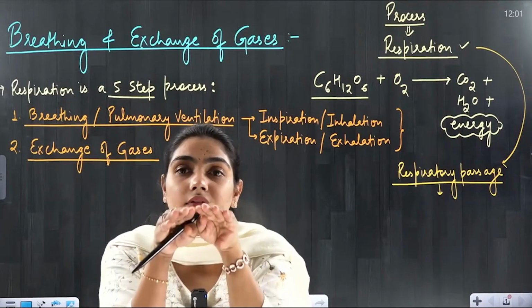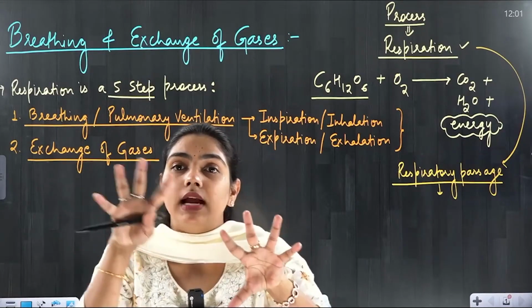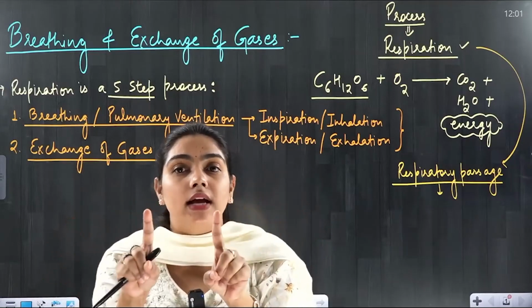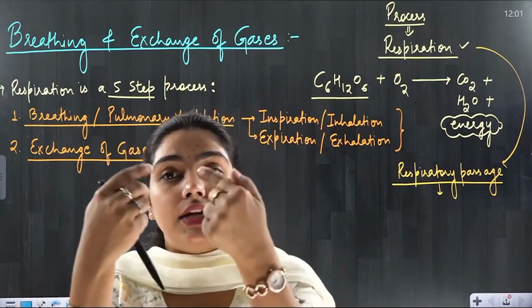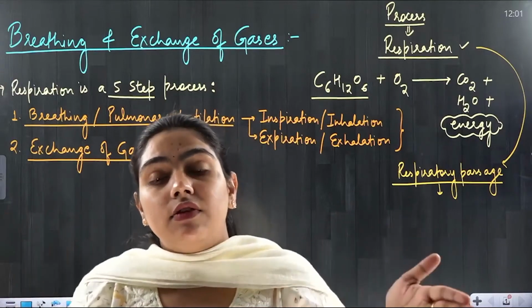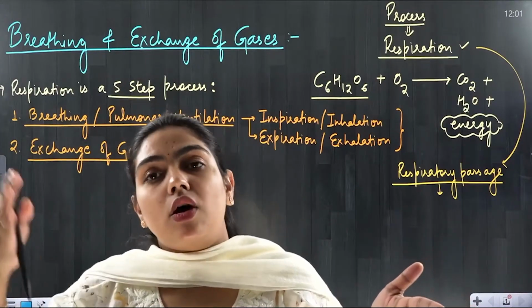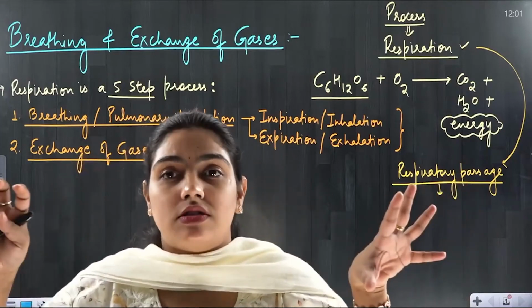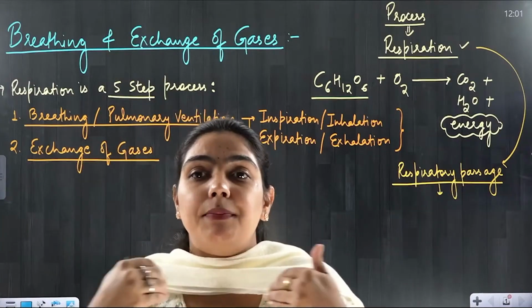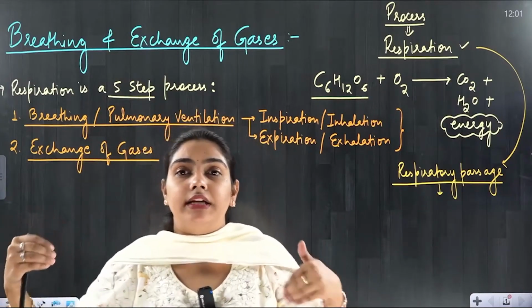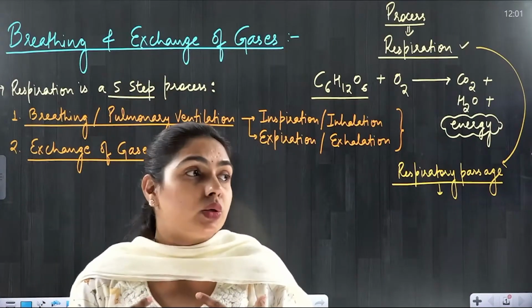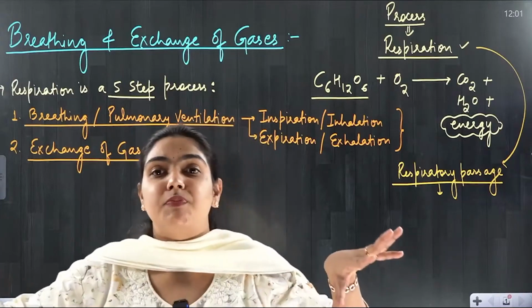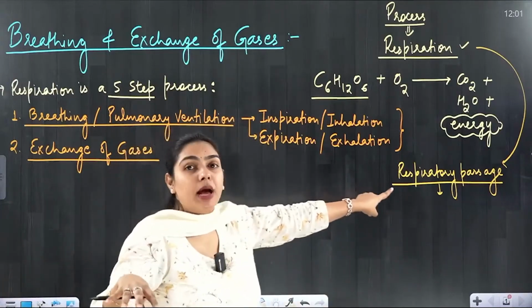And that trachea will divide into two parts and enter into the lungs. So we have two lungs. The trachea will divide and form bronchi. Further, it will form the secondary bronchi, tertiary bronchi, bronchioles. So trachea, primary bronchi, secondary bronchi, tertiary bronchi, then bronchioles, and then alveoli will come into the lungs. This whole passage is the respiratory passage.